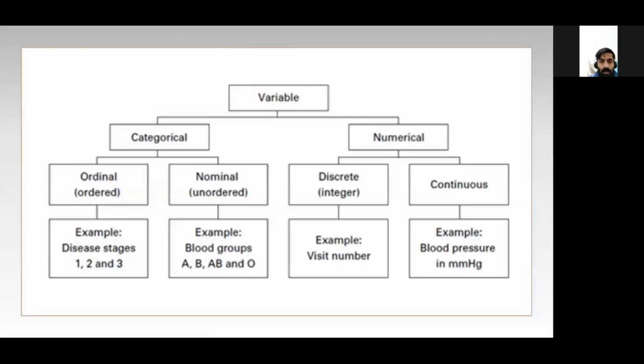Your data may be numbers, may be words, may be figures. If it's numbers, it will be numerical, like blood pressures or visit numbers, or it may be categorical, like mild, moderate, severe, like a disease stage, like FRCS stage. All these things are categorical.